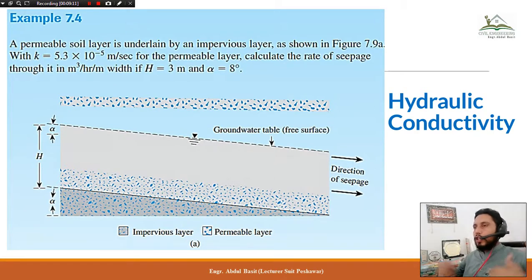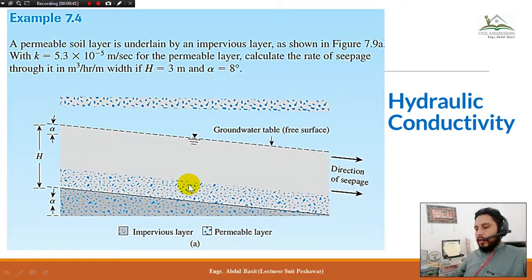So that is Q is equal to KiA. This is the formula we have discussed in the previous tutorial. That will give us the seepage rate through the soil sample in meter cube per hour per meter width, if h is 3 meter and alpha is 8 degree.